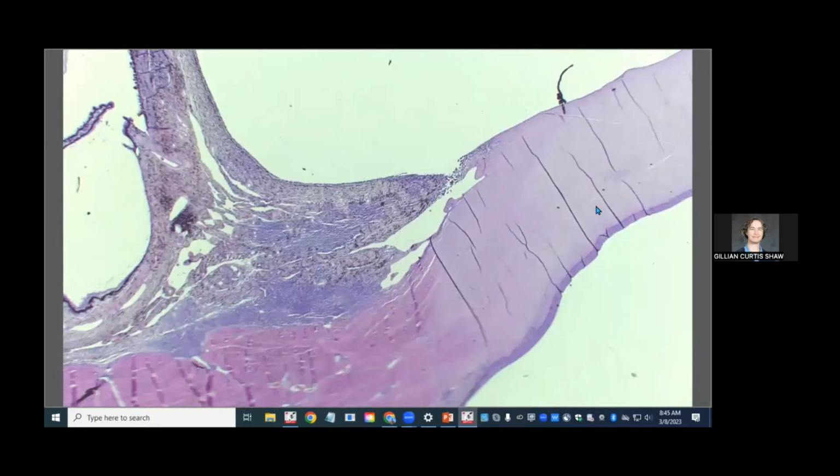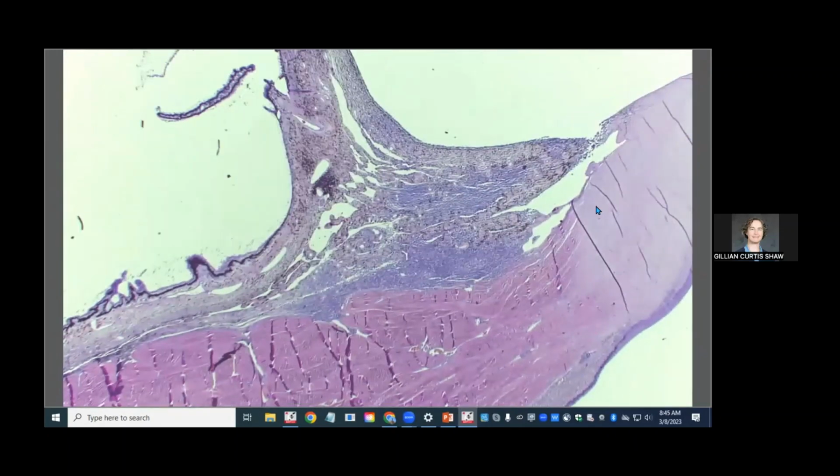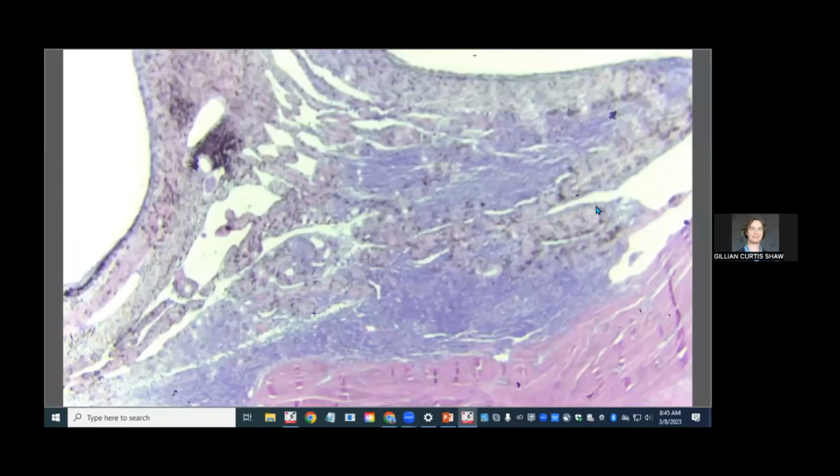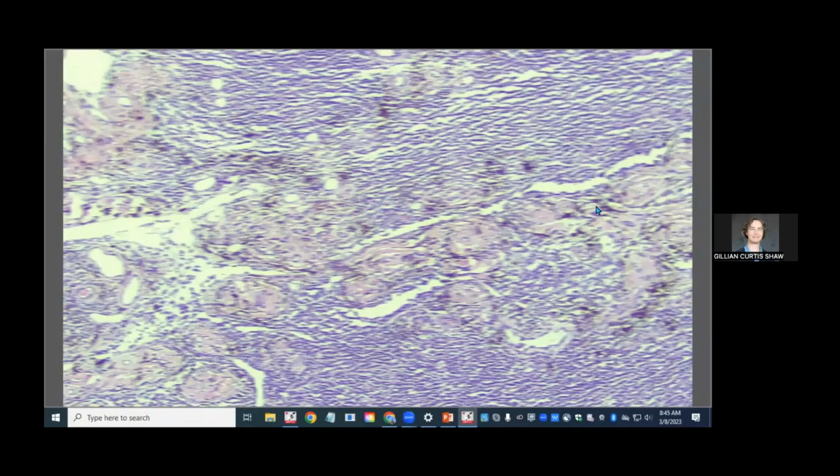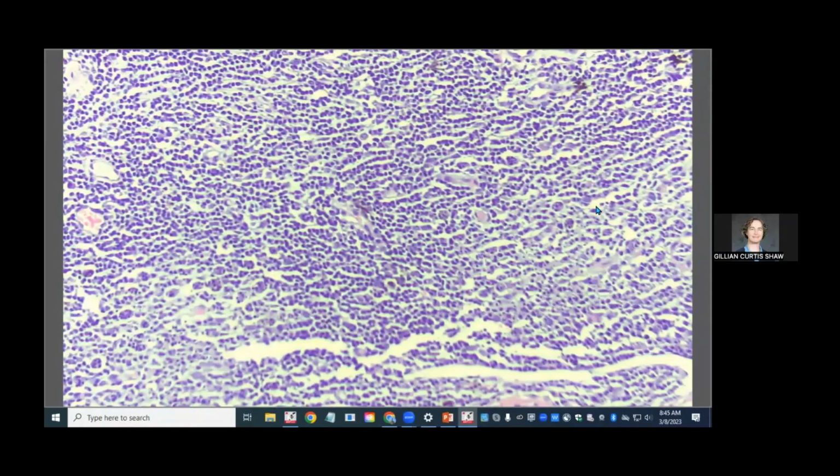All right, so this eye has been rotated 90 degrees clockwise. We have cellular infiltrates in the anterior uvea. Mostly these are lymphocytes with fewer plasma cells. And it's actually quite a large number of cells infiltrating this anterior uvea.